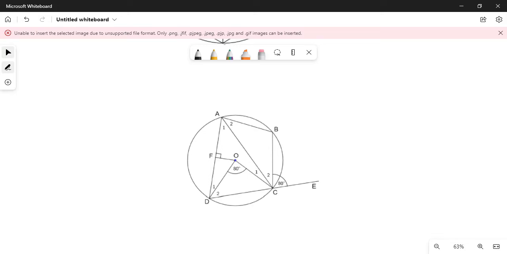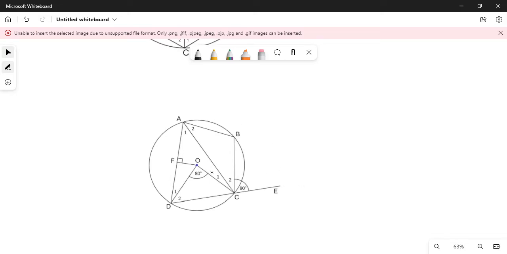Bereken die groottes van die volgende hoeke DAC. This one DAC. So also known as A1. Okay. Anyway. Why is it 40? Good job. Okay, so that one is 40.